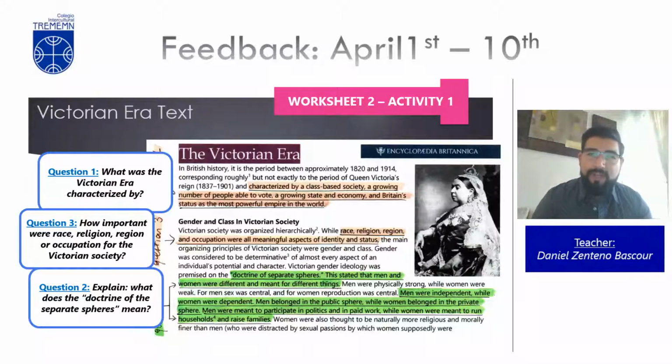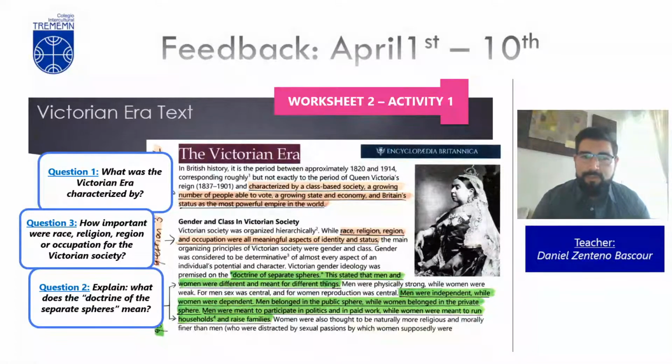Let's have a look at the first one. What was the Victorian era characterized by? According to the text, it was a class-based society. Also, there were many people who were able to vote. The economy grew. Britain became the most powerful empire in the world.